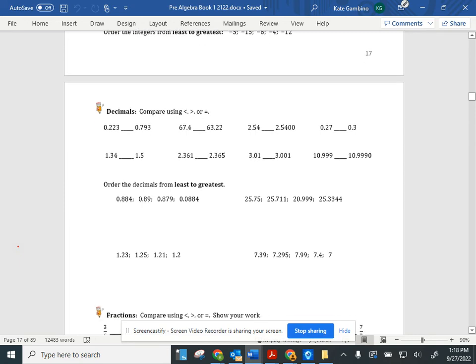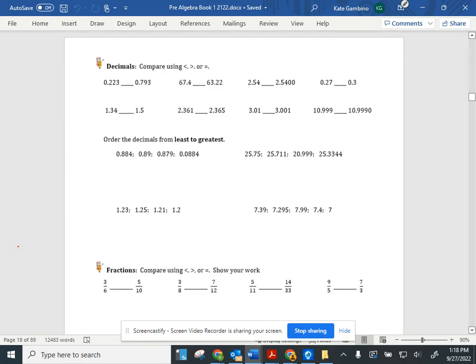Our second page. Comparing our decimals, putting in your symbols, and then ordering our decimals. Use that stacking method if needed, pencils down. Sometimes we get so excited knowing what to do that we forget to listen to directions.